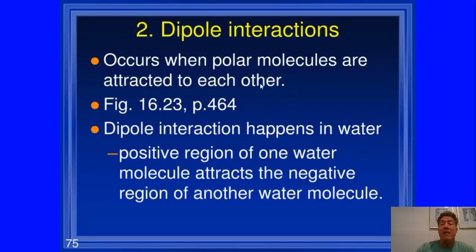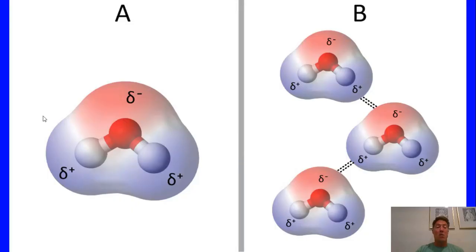Okay, our second attractive force is known as dipole interactions, and this occurs with polar molecules. Remember, London dispersion forces happen with all molecules, polar or not. That's just the instant polarizability of their electron clouds. But if you have a polar molecule, like water, for example, we have one part of the water molecule that is negative and another part that's positive, and that negative part will attract a positive part of another molecule, and vice versa. And so here's our water molecule.